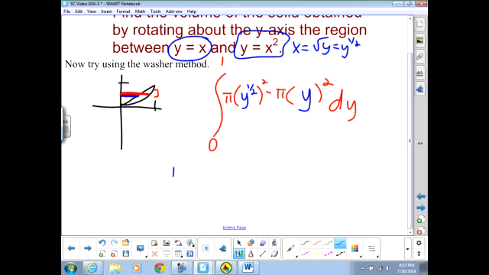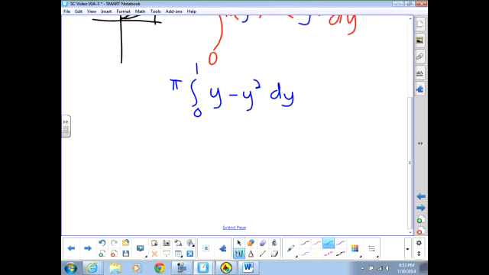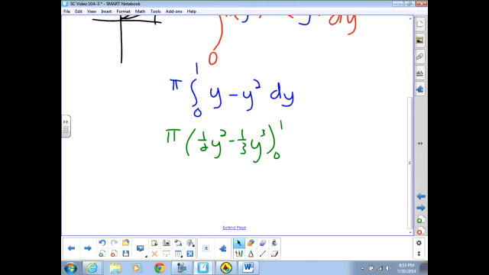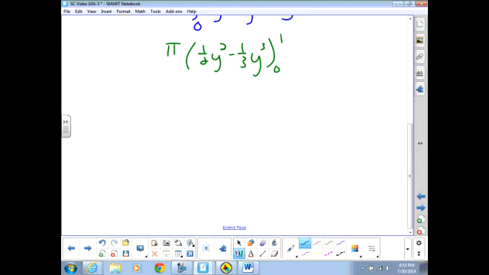So we'll pull the pi out. We're going from 0 to 1. Square root of y squared is just y minus y squared dy. We're ready for our antiderivative. We'll have 1/2 y squared minus 1/3 y cubed, evaluated from 0 to 1. We'll plug in our 1. We'll have 1/2 times 1 squared minus 1/3 times 1 cubed, minus the 0 wipes everything out.